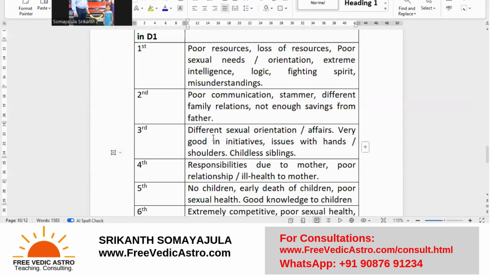Right. So different sexual orientation, because it's the 3rd house. Extremely intelligent person. Okay. He is extremely intelligent because of the 3rd house, Mars and Mercury. Right. Very, very good in taking initiatives. Right. He either has issues with the hands, or his hands are not usual, or he has very fast hands. He does something with the hands. Right. And Mars and Mercury can also show childlessness, especially in the Navamsha. Mars and Saturn is what we will look at for childlessness as a combination.